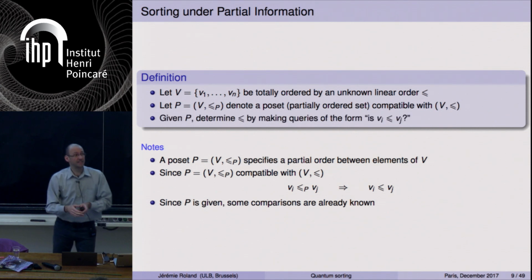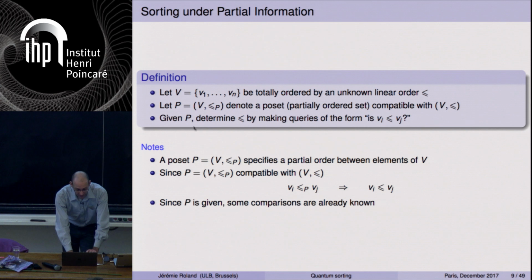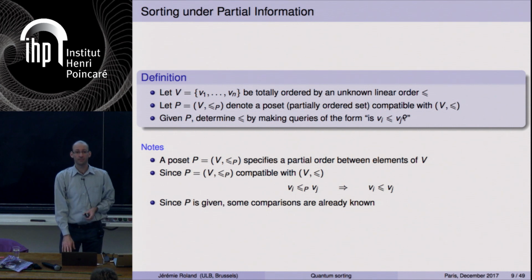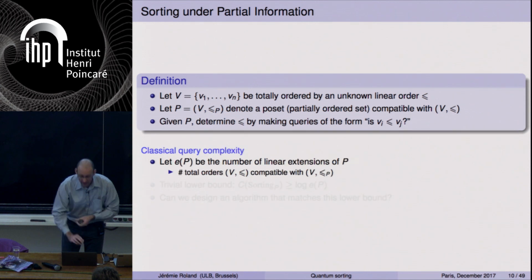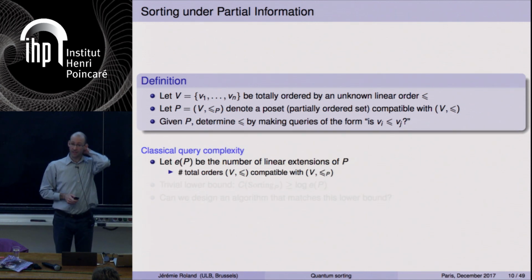But the problem is still the same. Given this partial order, you're trying to determine the total order by making queries of the form: is Vi less than Vj? Is this definition clear? It's quite simple, right? You're just sorting, but you already know some of the comparisons. So let's try to analyze the classical query complexity of this problem.